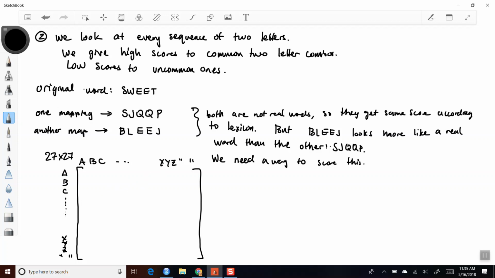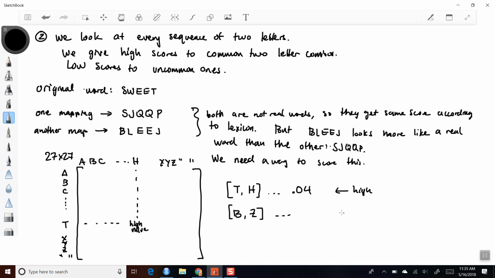And we would expect combinations like T followed by H to have a high value. I'm making up numbers. This entire matrix would add up to one. TH maybe gets 0.04, which is something very high. B followed by the letter Z would be a very low value, maybe 1 times 10 to the minus 8 or something. I'm making that up. And B followed by the letter Y would be a medium value, because there are a lot of words that have B followed by Y. So maybe this gets 0.001 or something like that.